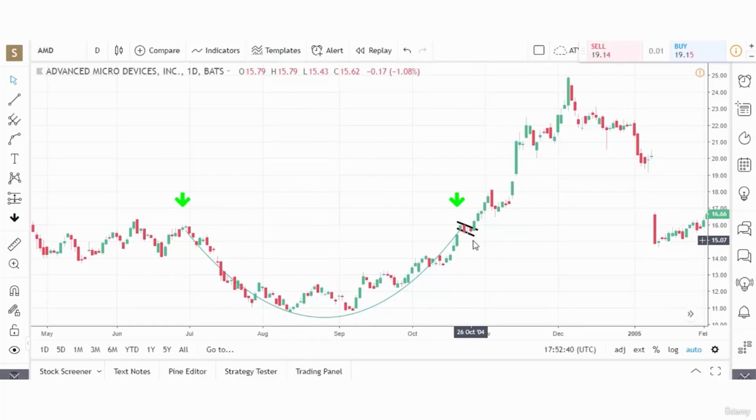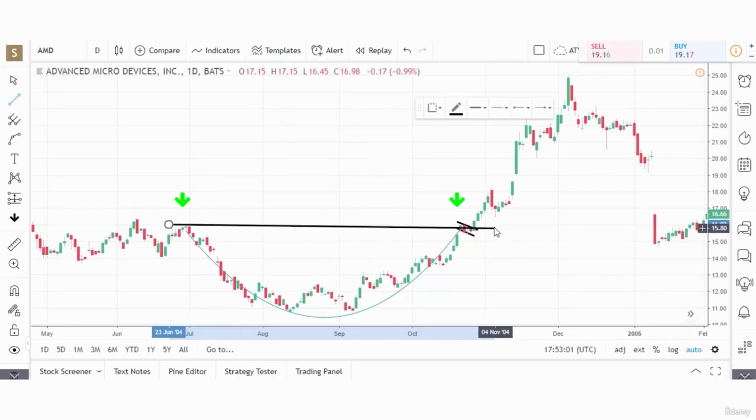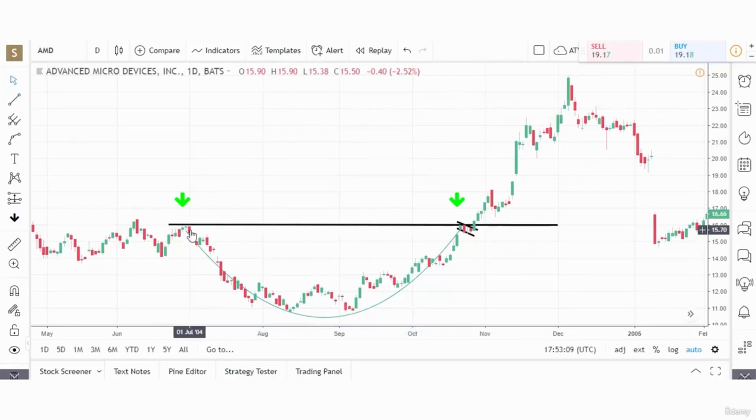And ideally, we would want the handle to come a little bit lower into the cup, but the psychology is the same. The stock has hit the resistance level formed by the left side and the right side of the cup. When it touches that resistance level, you get sellers who purchased the stock back at the end of June and are now back to even, and they're selling here in October.